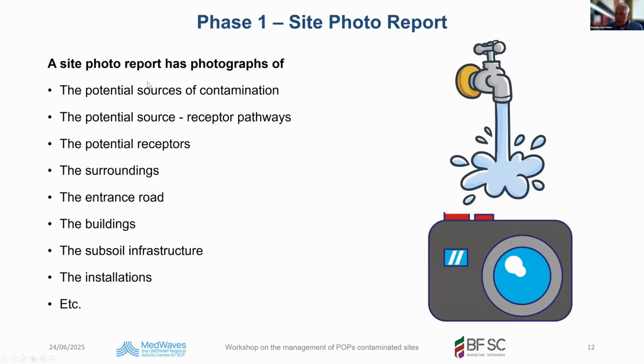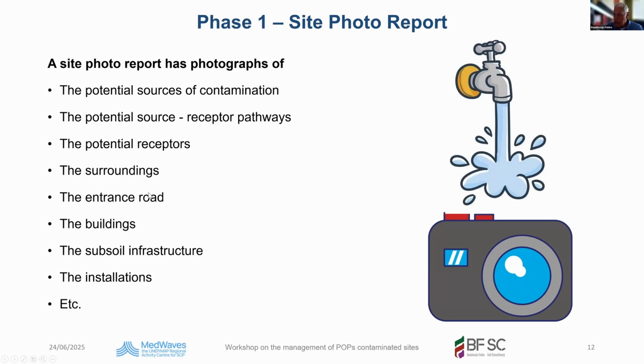Site photo report. I want to go into a bit more detail. You make photographs of the potential sources of contamination, the source receptor pathway, and the potential receptors. So the source can be a tank, the source can be a waste pit, the pathway can be wind, running water, erosion, and the potential receptors are the workers on site, the birds, the cows entering the site, children playing on site, dogs on site, the surroundings.